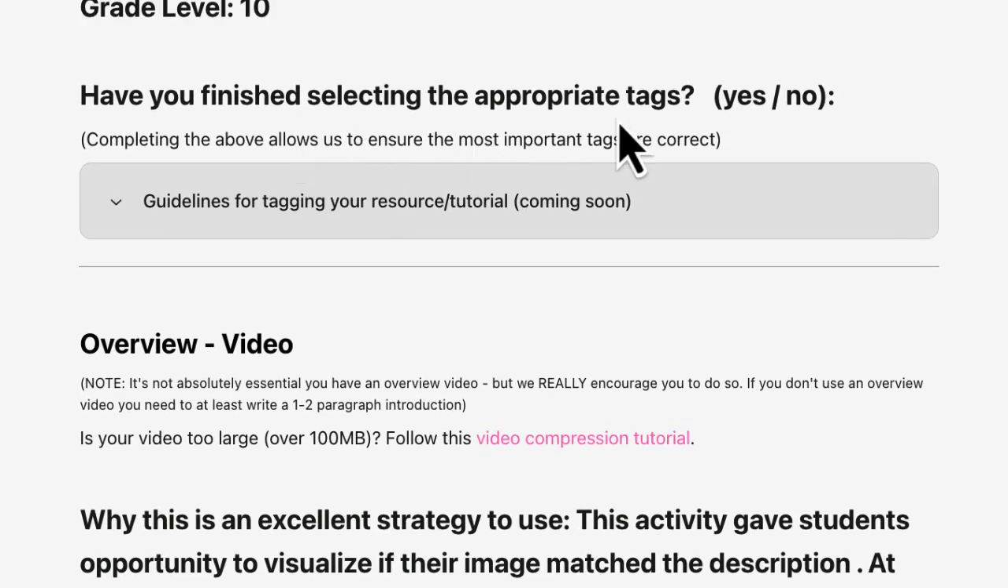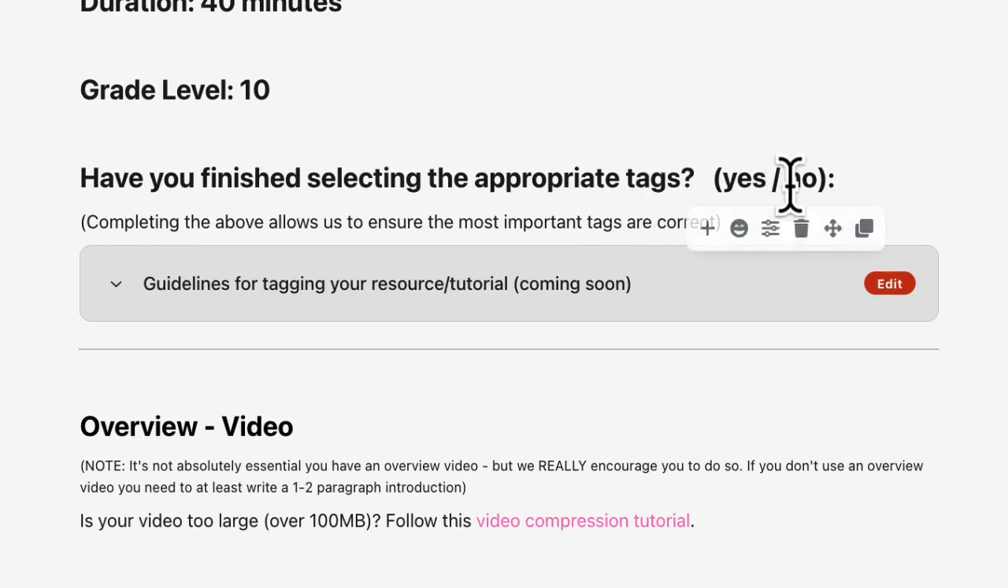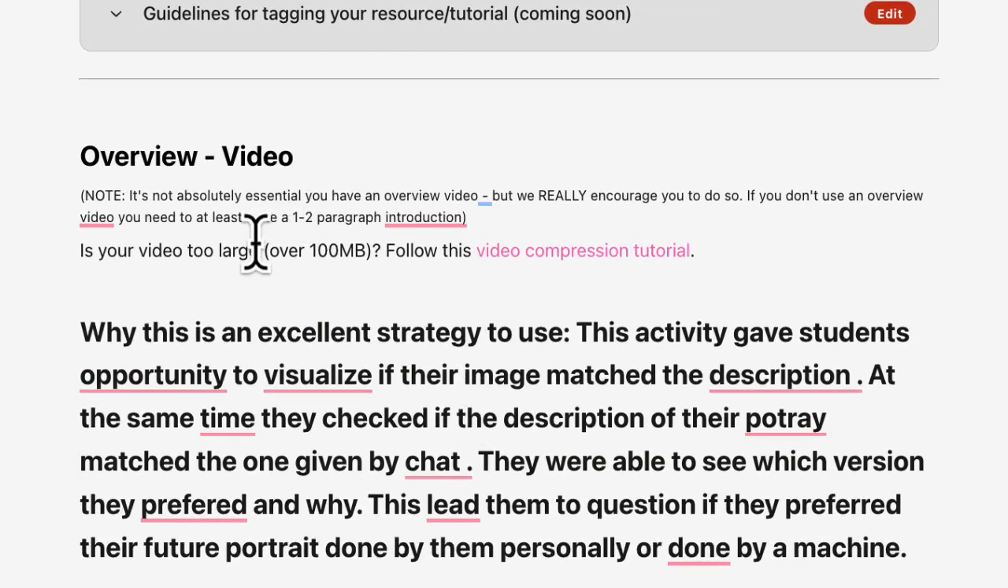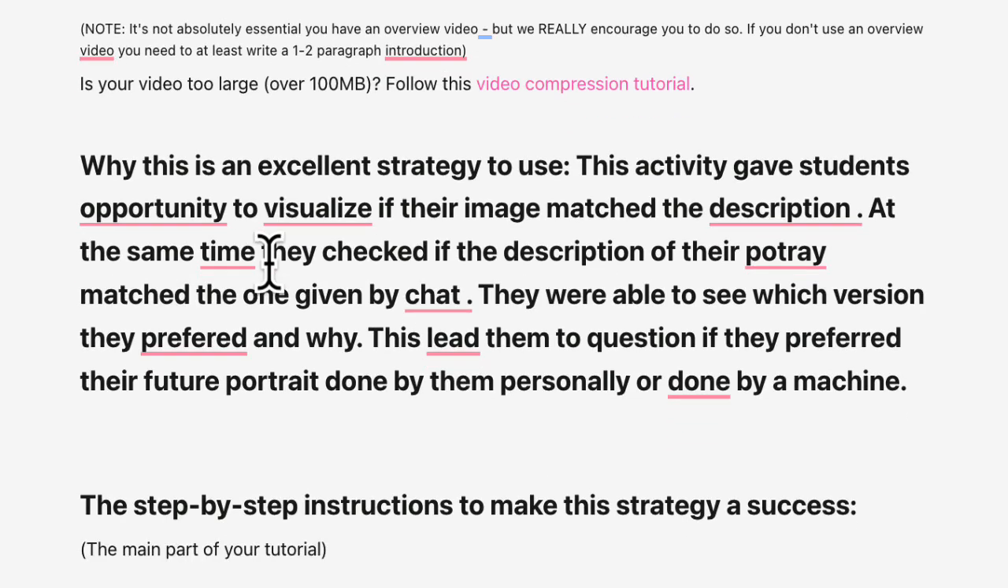Have you finished selecting the appropriate tags yet? Well, I should put edit on, shouldn't I? I would just put no for now, because you can't, so the managers know that you haven't finished doing the tags yet. Overview video. Well, again, that would be ideal, but you haven't got one at the moment. So here's a tiny little thing.